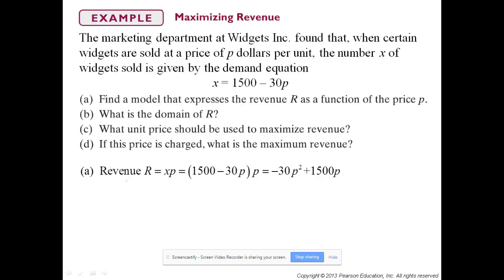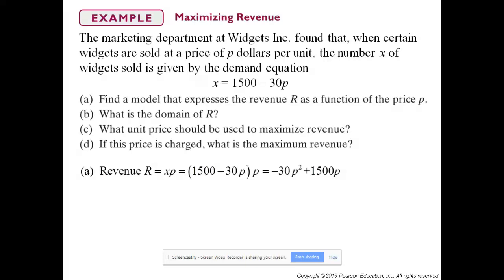Revenue. Eventually. There we go. Revenue, X times P. We have a quadratic. We want to know the domain of that. What would the domain of a price? No, domain, remember, is X. Right? And what's acting like X in this problem?